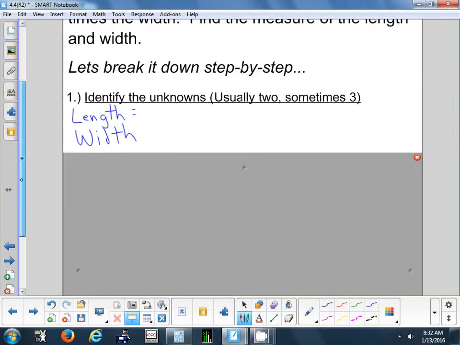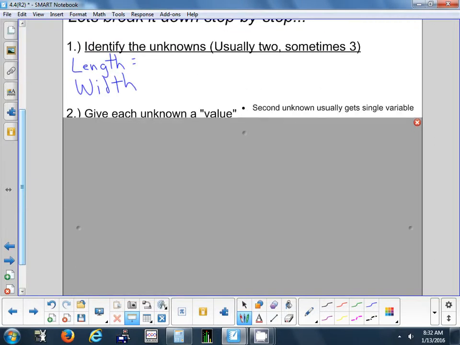Next, we're going to give each unknown a "value." Why do you think I put value in quotes? Are these length and width going to get a nice number like 25, 33, whatever? Are they going to get a nice number? What are those unknowns going to have? Variables, right? That goes to these little steps right here.